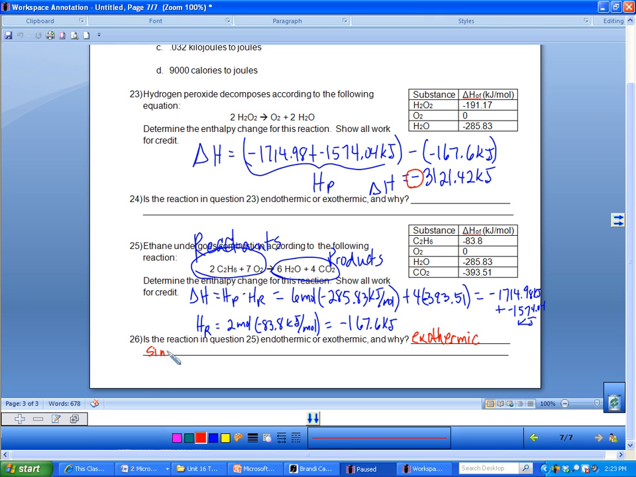Since delta H is negative. And also, if you look at it, it says ethane is undergoing combustion. Combustion means to burn. Usually when we burn things, heat is given off, so that also is a big clue that it's exothermic. Okay, please be certain that you study.